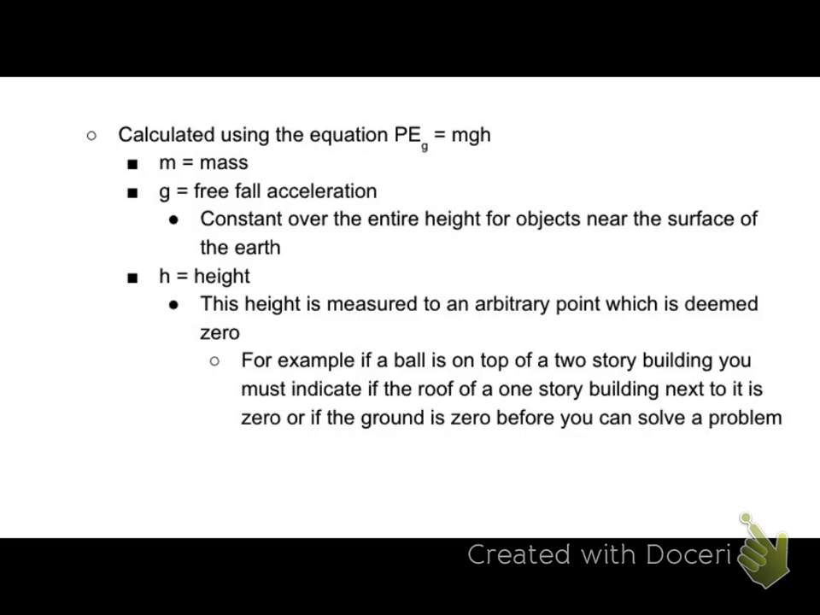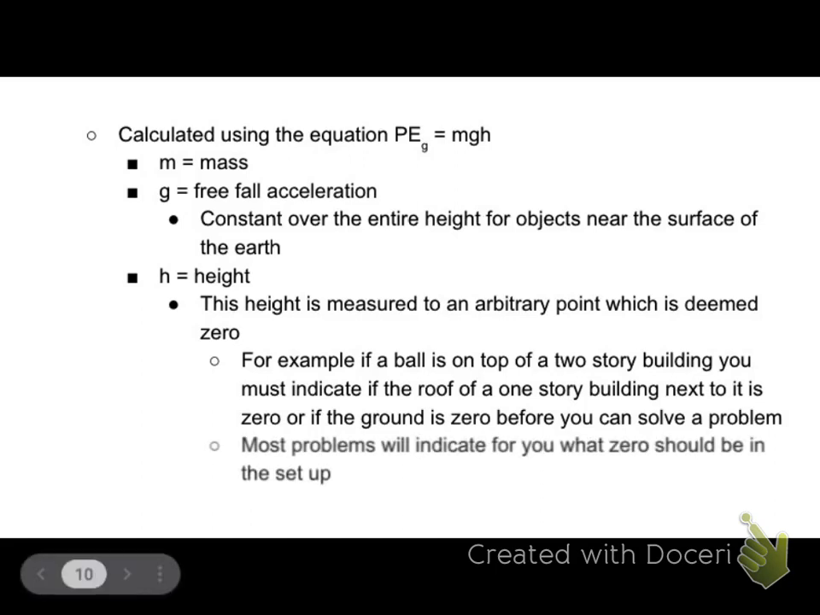If I say that the 0 point is the top of the 1-story building, where the ball has 0 potential energy, then the height would be the distance from the top of the 1-story building to the top of the 2-story building. But if I say my 0 point is the ground, then the height would be from the ground to the top of the 2-story building. So you can see how defining your 0 point differently will give you different answers in your calculation.